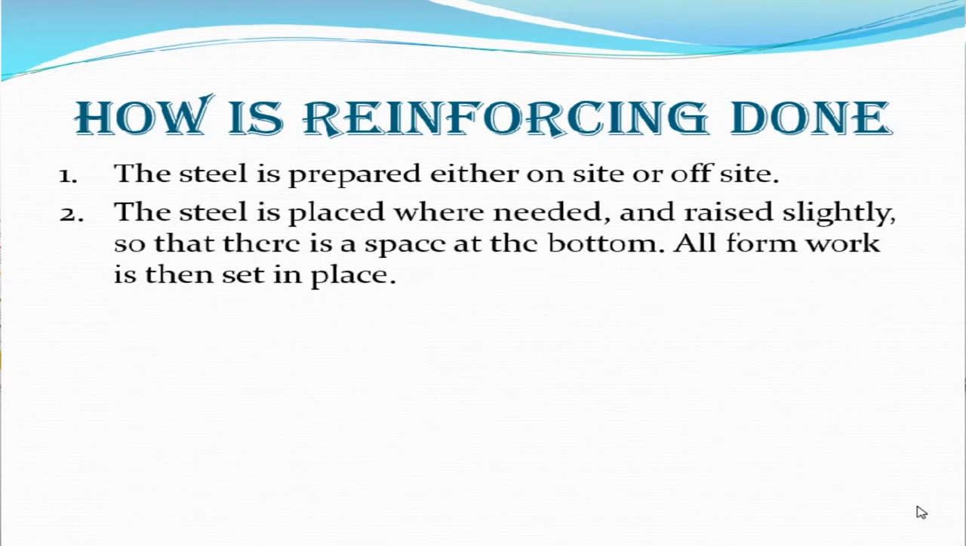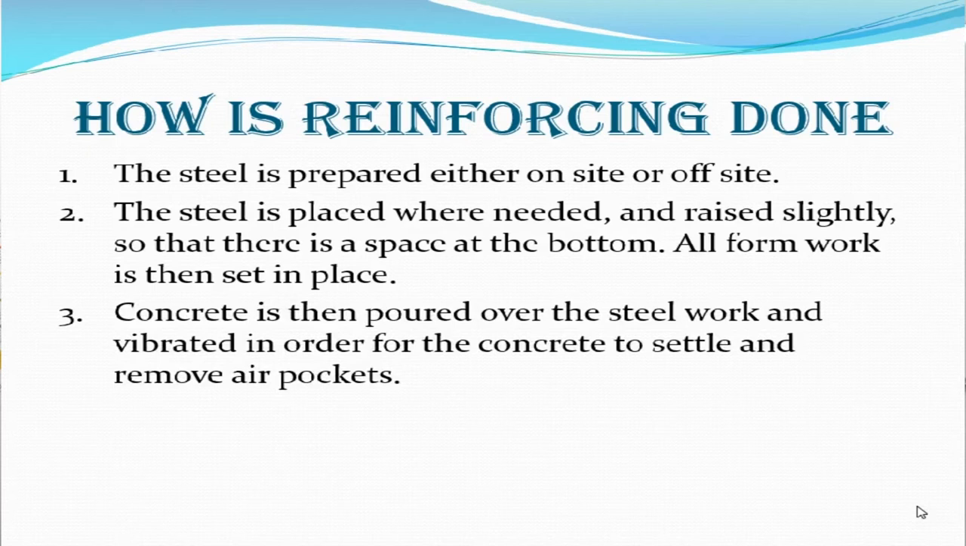The steel is placed where needed and raised slightly so that there is a space at the bottom. We prepare all formwork. To remind you again, what is formwork? It is where we place boards around the steelwork to enclose it in order to pour concrete into that structure. Concrete is then poured over the steelwork and vibrated in order for the concrete to settle and remove air pockets. Remember, if you pour concrete and just leave it like that, we have air pockets in between. If there's air pockets in between, we have a problem. So a vibrator is used to vibrate the concrete to remove air pockets.